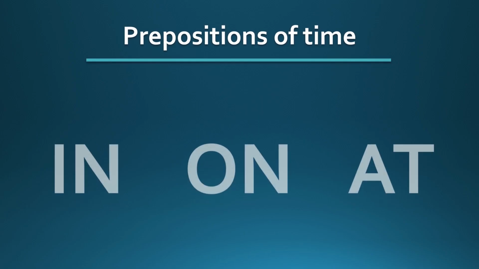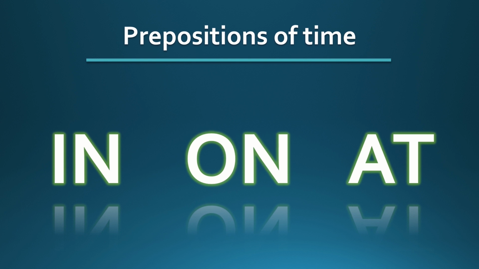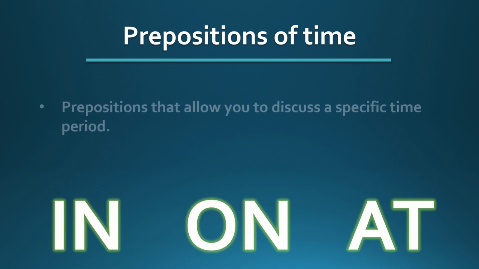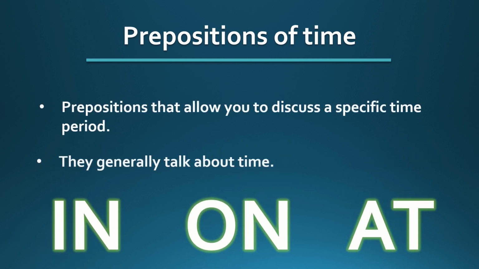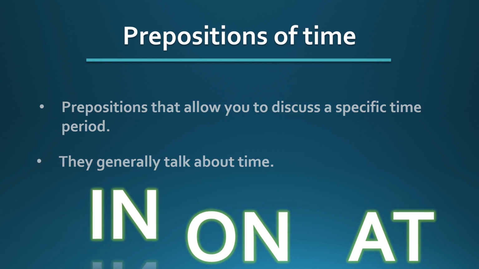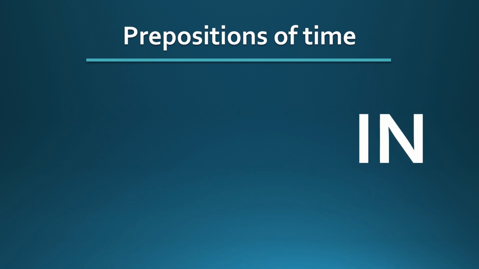A preposition of time is a preposition that allows you to discuss a specific time period, such as dates, days, or actual time something takes place. So prepositions of time generally talk about time. Let's start with our first preposition, in.